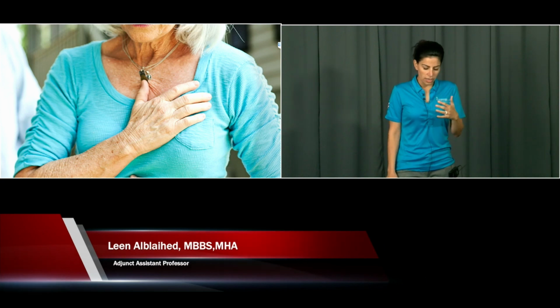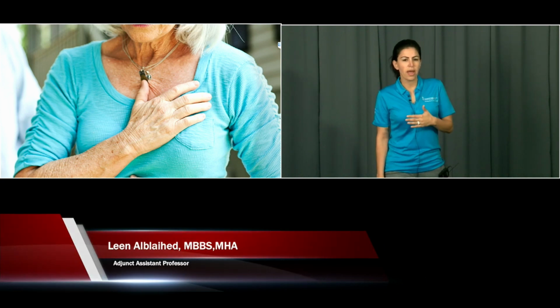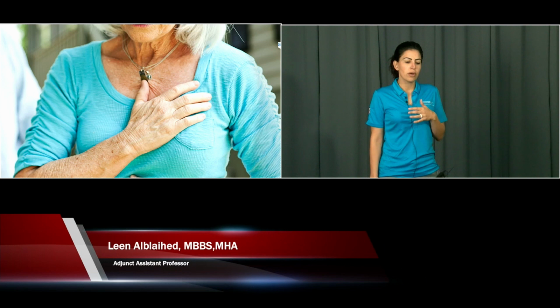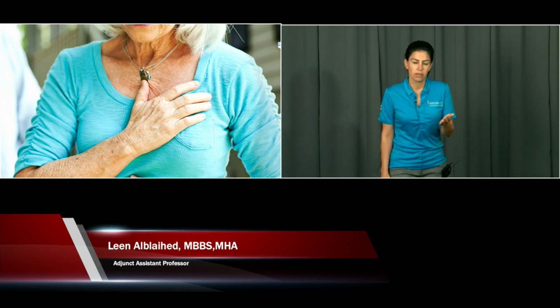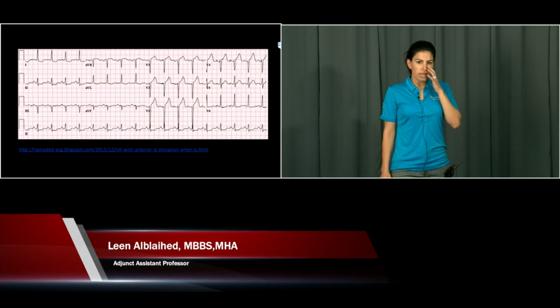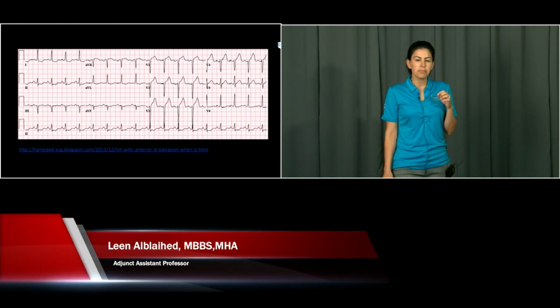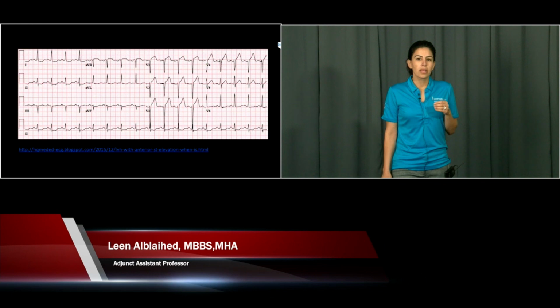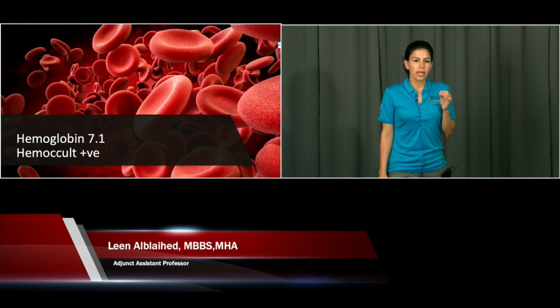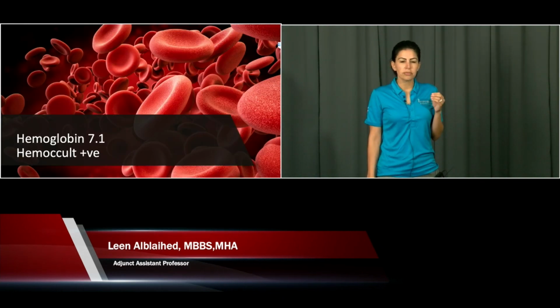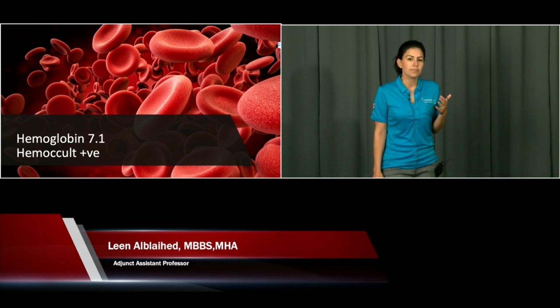So she comes in complaining of shortness of breath, a little bit of chest discomfort, not so much, but it's been ongoing for a week. And we get an EKG, and yes, there are a lot of abnormalities, some depressions, maybe a slight hint of elevation. And then we get labs, and her hemoglobin comes back at 7.1, and I don't have a baseline. And I do a quick hemocult, and it's positive.